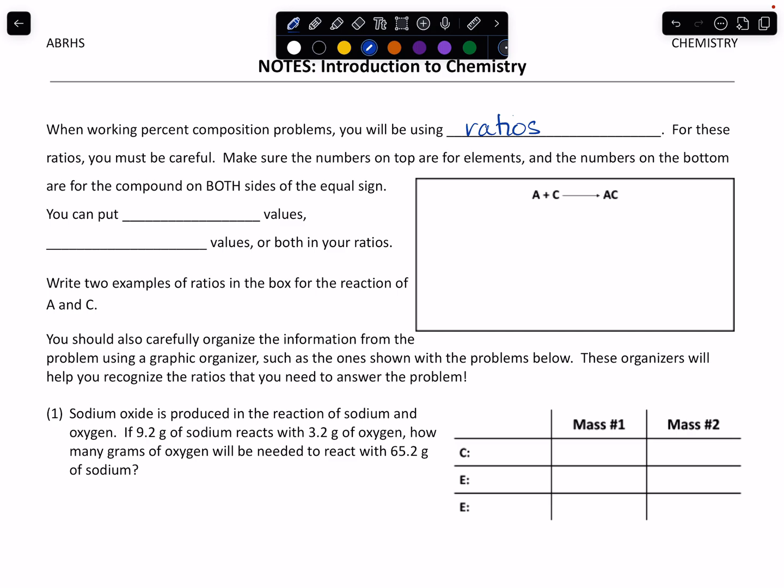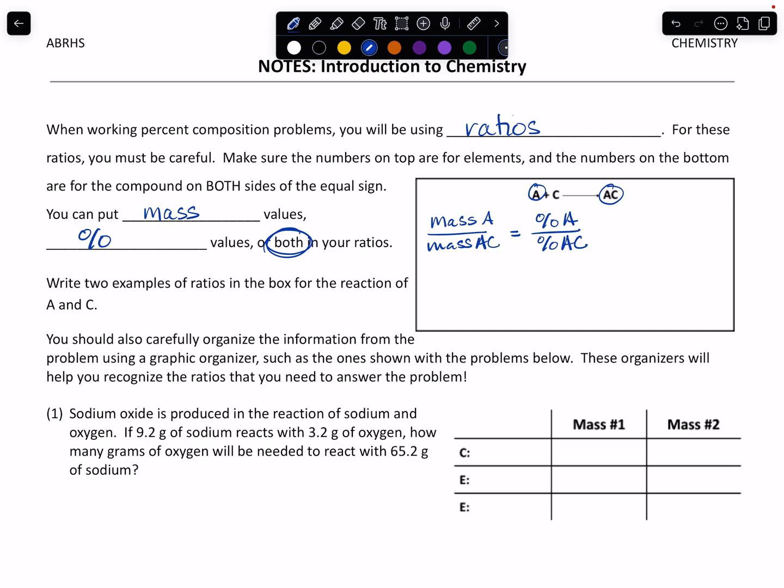All right. When we set up these ratios, we can put mass values in. We can put percentage values in, or we can use both, which we're going to see a couple of examples of. All right, so let's write a couple of examples for some ratios that we could do. All right, so what I could do is I could compare one of my reactants to my product. All right, I could say the mass of A divided by the mass of AC has to be equal to the percentage of A divided by the percentage of AC. That's one set of ratios I could set up.